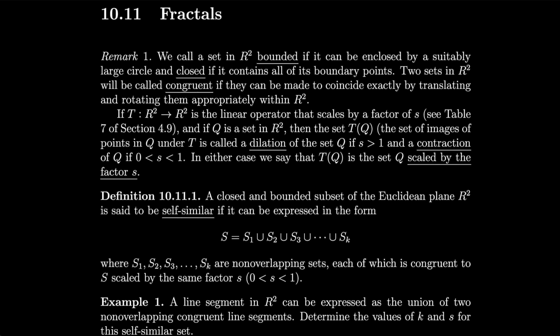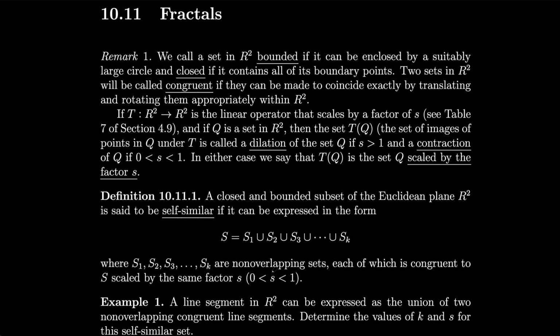A closed bounded subset of the Euclidean plane R2 is said to be self-similar if it can be expressed in the form S equals S1 union S2 union S3 and so on up to Sk, where S1 through Sk are non-overlapping sets, each of which is congruent to S scaled by the same factor between 0 and 1.